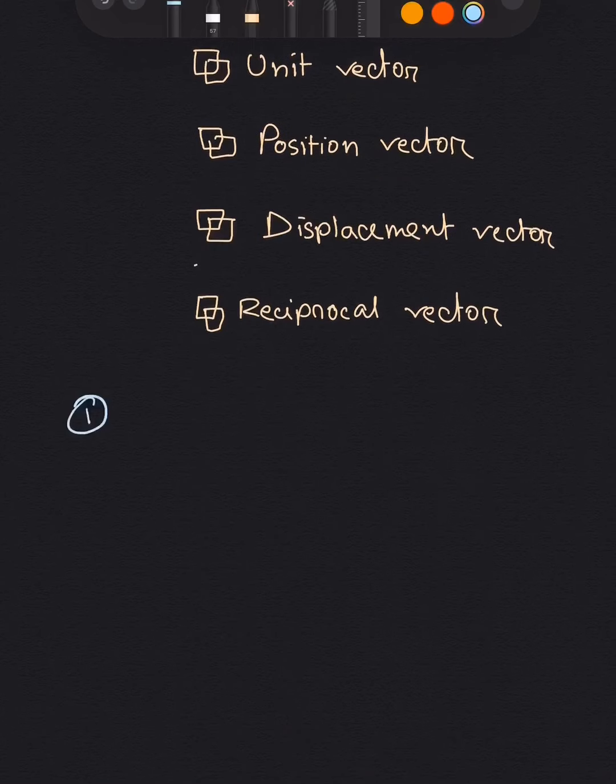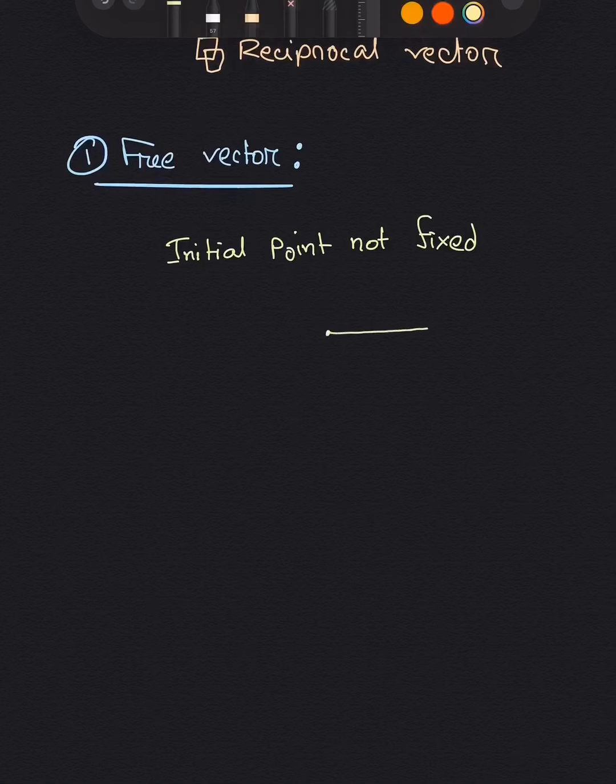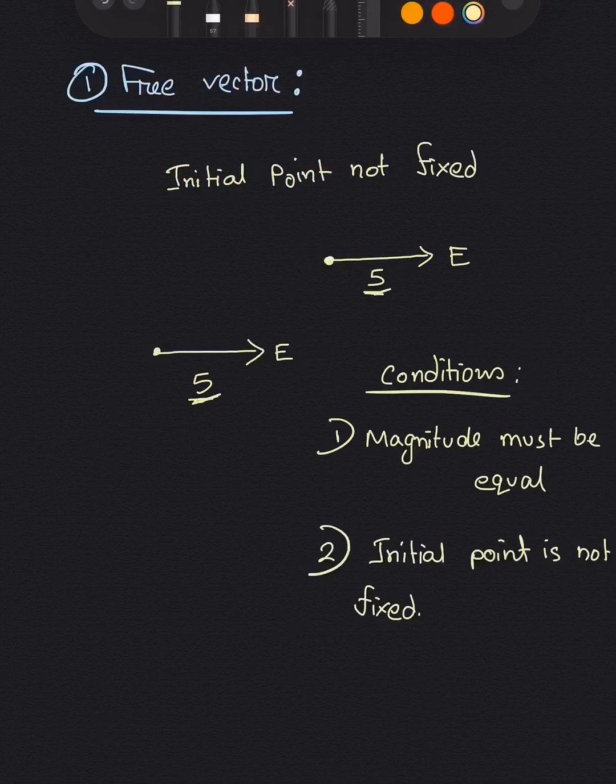So number 1, free vector. When the initial point of a vector is not fixed, that vector is called free vector. That is, if we can choose the initial point of a vector as we wish, then we call it a free vector. For example, you have walked 5 meters towards east, and your brother, who is 10 meters behind you, has also traveled 5 meters towards east. Though the initial point is not fixed here, the magnitude of both the vectors is the same, so they are called free vectors. So the conditions of a free vector are: number 1, magnitude must be equal. Number 2, initial point is not fixed.